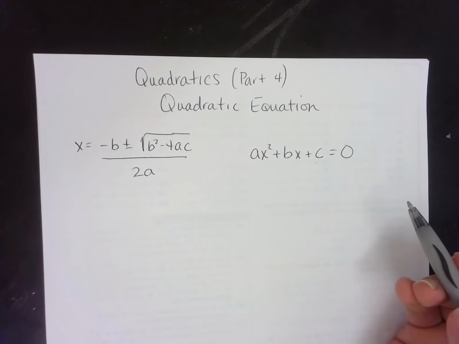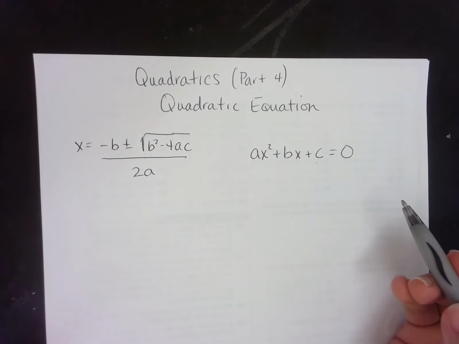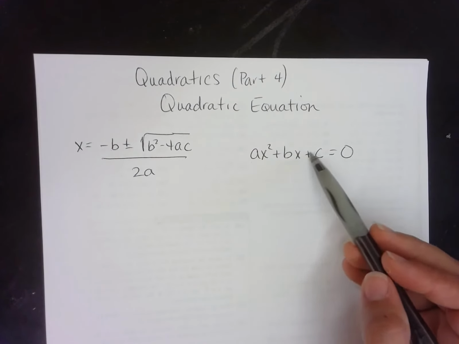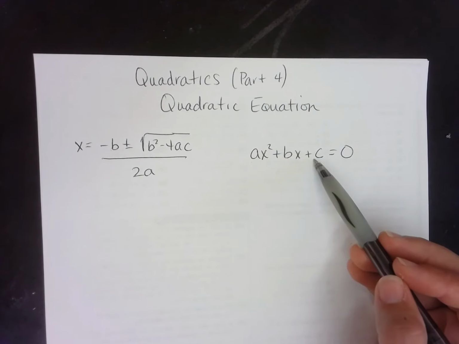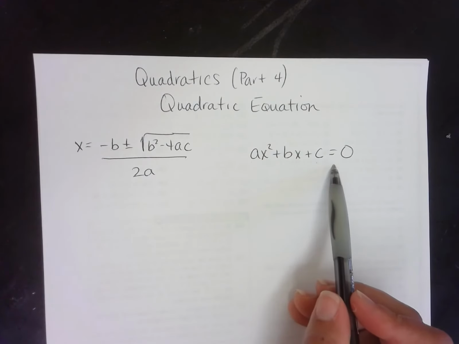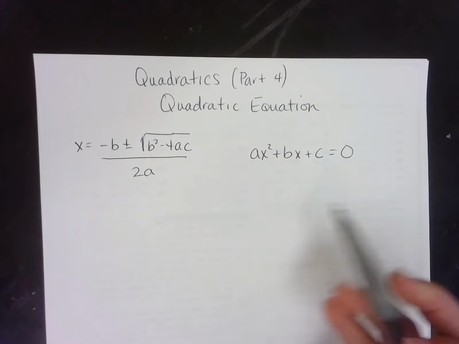So if I just had 3x squared plus 9, it would just be that my b would be 0 in this case because my 9 would be the constant c. So I don't have to have all three. The only thing I have to have is that a cannot be 0.